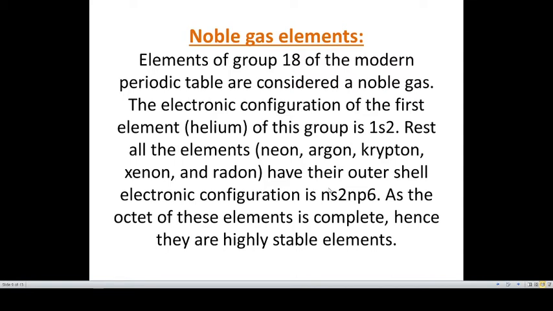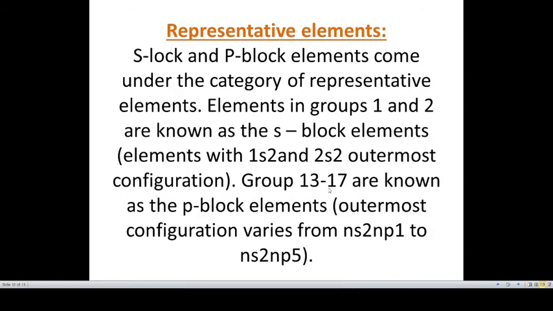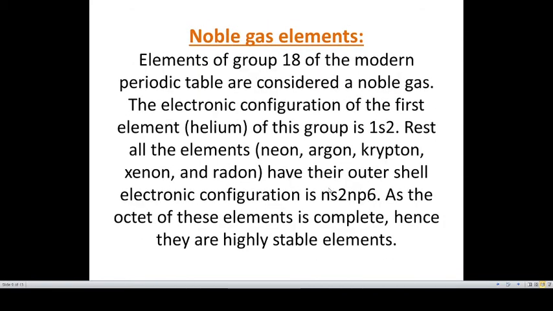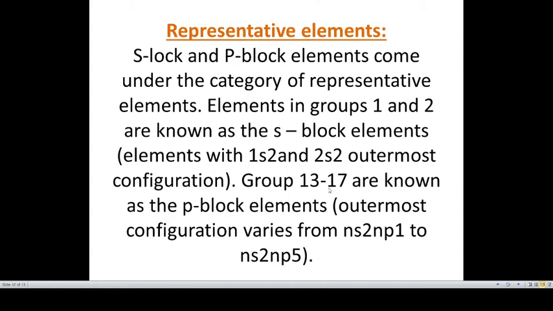As the octet of these elements is complete, they are highly stable elements. Now, octet means what? 8. The total number of electrons in the outer shell of the element being 8 is called an octet. Now the octet is complete for all these elements like neon, argon, krypton, xenon, radon. For all these noble gas elements, they have completion of octet. Their outer shell is completed, so they are highly stable elements.